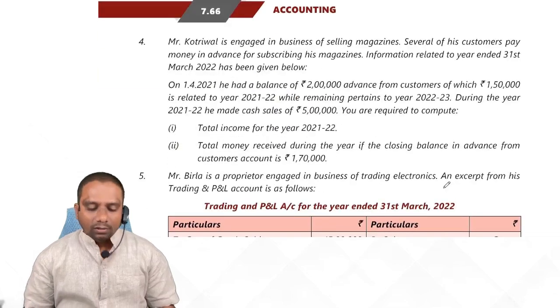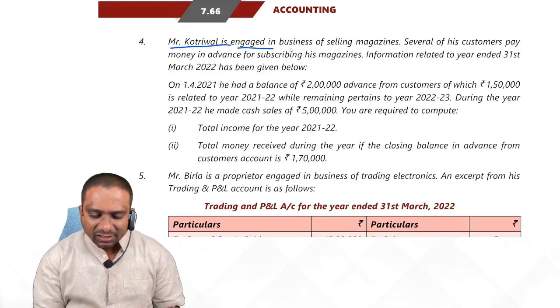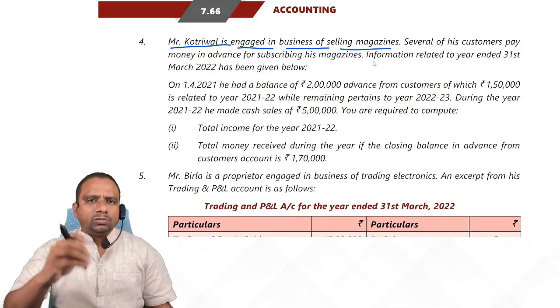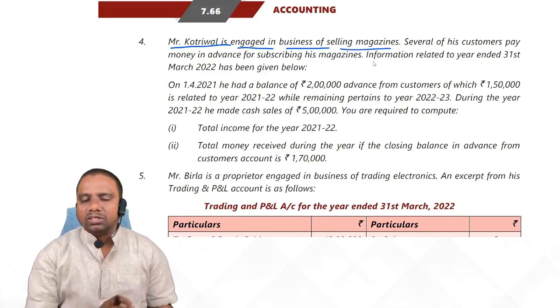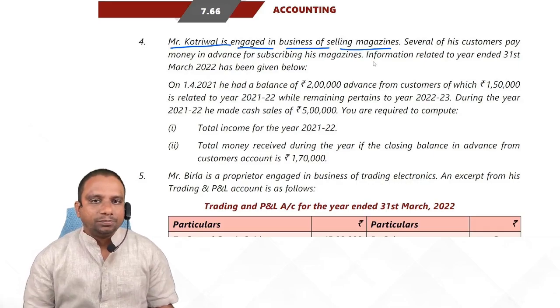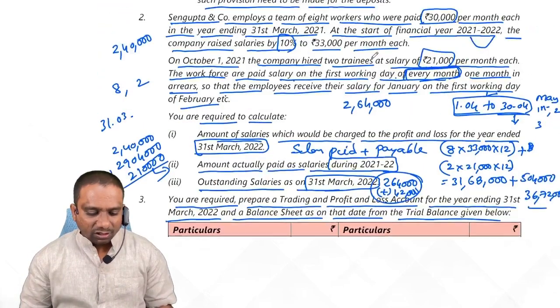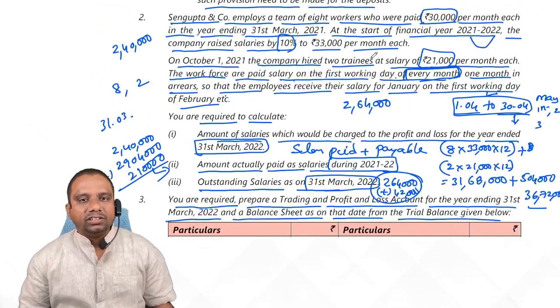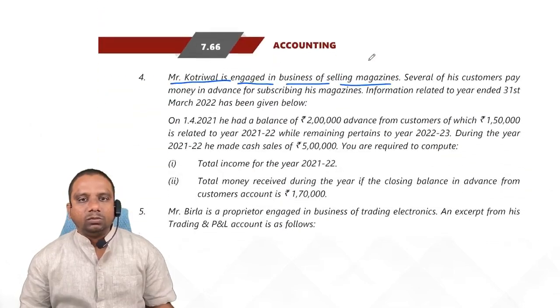Next one. Mr. Kotriwal is engaged in the business of selling magazines. See, these types of problems, sometimes, occasionally they come in the exams, like this problem and the salary calculation problem. Is it clear, students? Next one. So don't leave these problems.